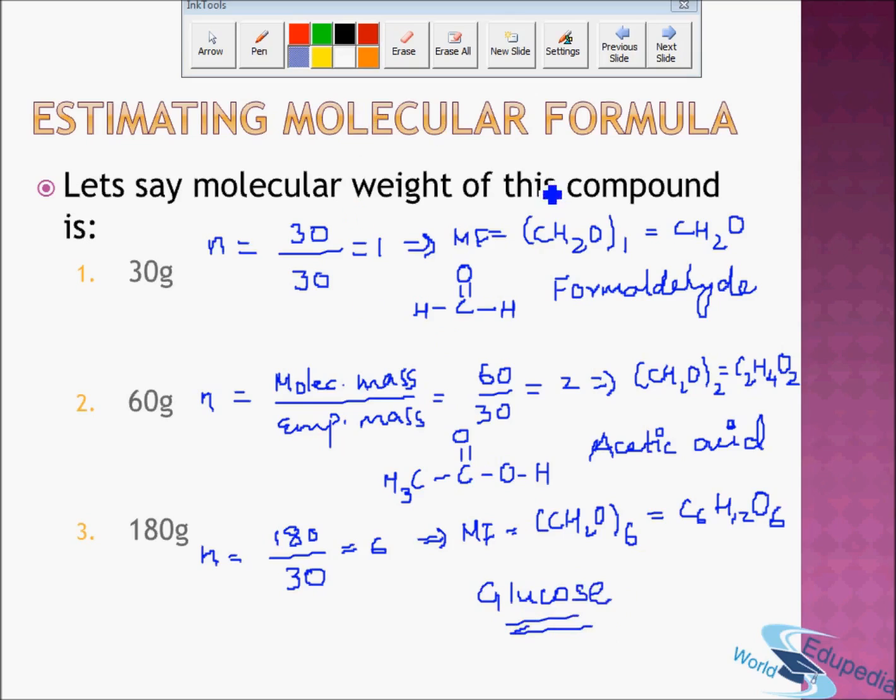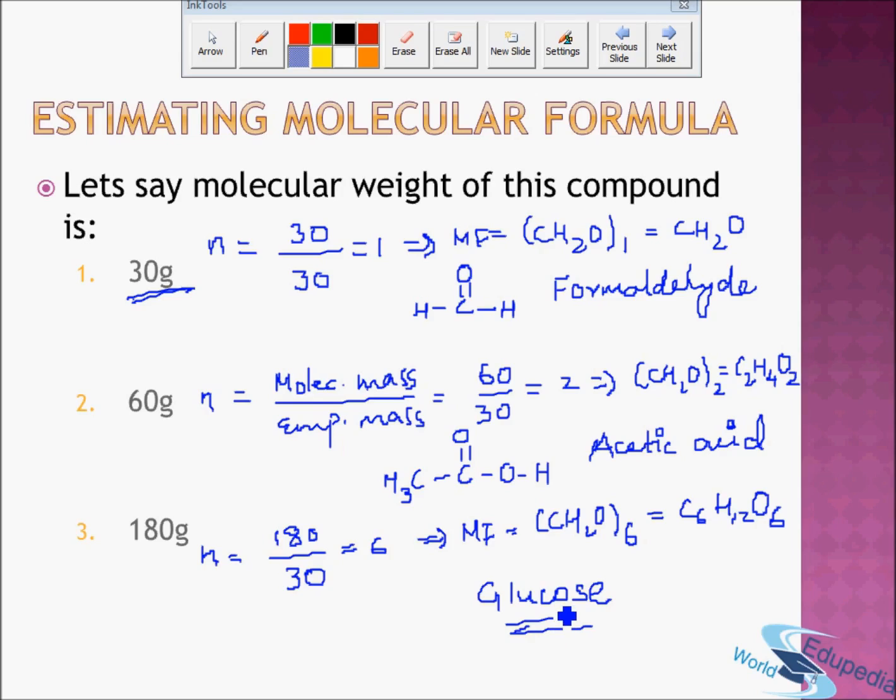So you see the same empirical formula might refer to several different compounds, and in order to estimate which compound it exactly refers to, we need further information like the molecular mass of the compound. In this case, since molecular mass was 30 gram, the compound was found out to be formaldehyde. If it is 180 gram, it was found out to be glucose. So it might vary.